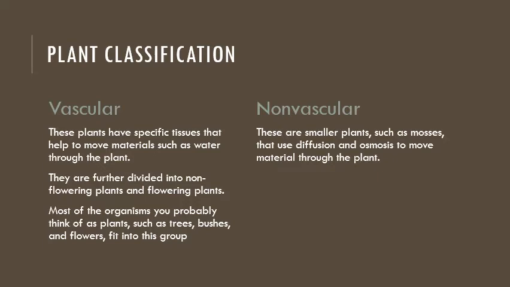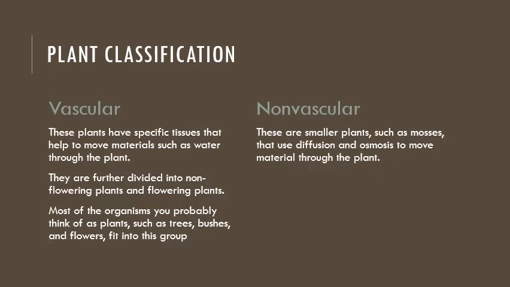They are further divided into non-flowering plants and flowering plants. So some vascular plants produce flowers and some do not. Most of the organisms you probably think of as plants, such as trees, bushes, and flowers, fit into this group. They are all vascular plants. They have a network of tubes that go through them to deliver water and nutrients throughout the plant.